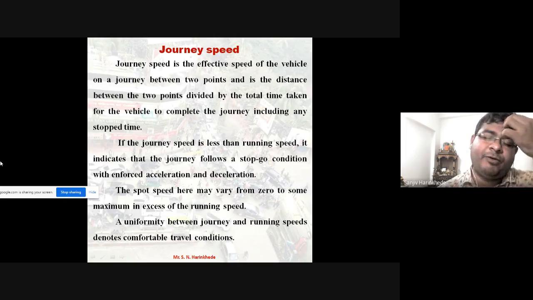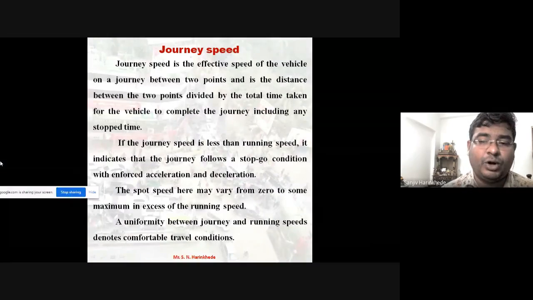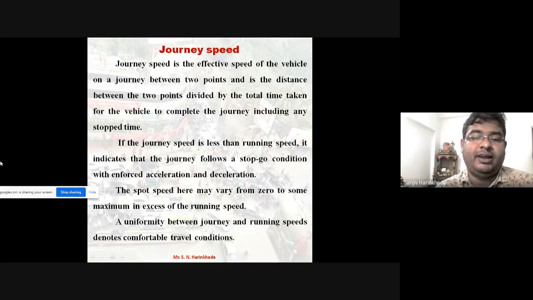For example, if you want to go from Butibori to Nagpur, as we know that the distance is near about 25 kilometers, these are the two spots, and how much time is required to cover that distance is called the journey speed. If the journey speed is less than running speed, it indicates that the journey follows stop-go condition with enforced acceleration and deceleration.